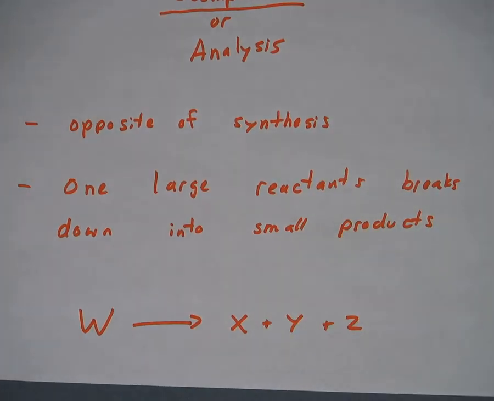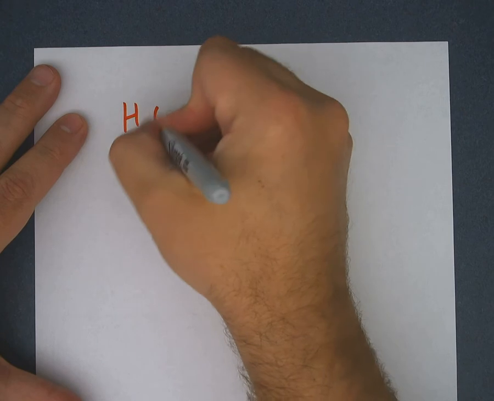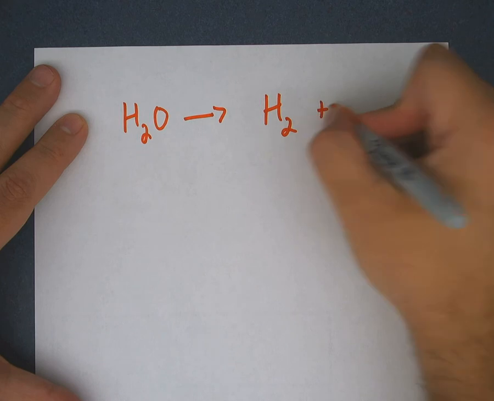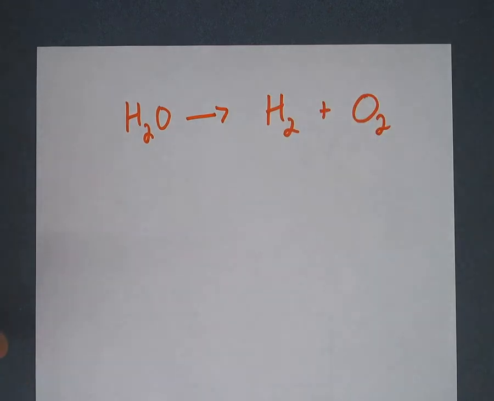Here's a generic example. I've got one thing, we call it W. I'm going to break it down into three things, some X, some Y, and some Z. So those are analysis reactions. Let me give you some authentic decomposition reactions that occur in nature. If we took water, we could break it down into pure hydrogen, remember hydrogen's diatomic, and pure oxygen, remember oxygen's diatomic. This would be a decomposition. One bigger thing broke down into two smaller things.